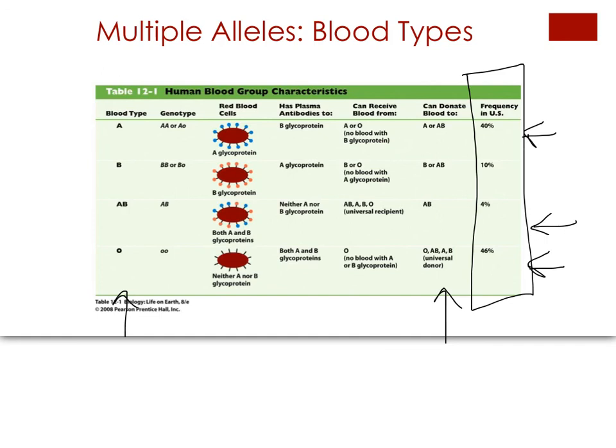So if you have type O blood, if you ever find out that you do, it's definitely a good thing to give blood because it helps save lives.